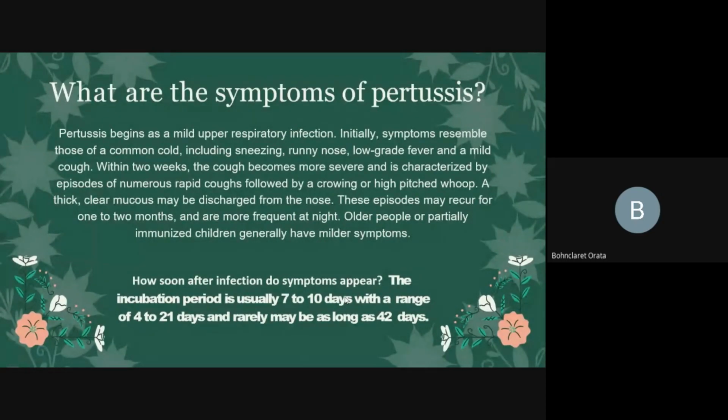How soon after infection do symptoms appear? The incubation period is usually 7 to 10 days with a range of 4 to 21 days and rarely maybe as long as 42 days. So, for example, pag infected ka na, mag-stay muna for 7 to 10 days sa katawan mo yung virus bago lumitaw ang mga symptoms.